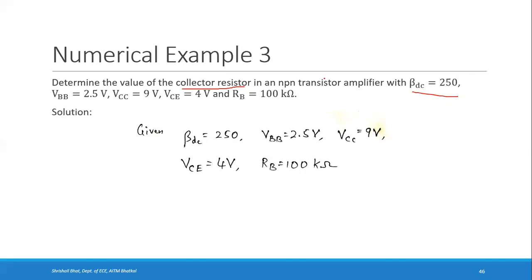Okay, so first write the given things, whatever is given directly. Beta DC is 250, VBB is 2.5, VCC is 9 volts, VCE is 4, RB is 100 kilo ohms. So now you need to find the collector resistor. What is the collector resistor? Collector resistor is RC, right? You need to find the value of the collector resistance that is to be connected.